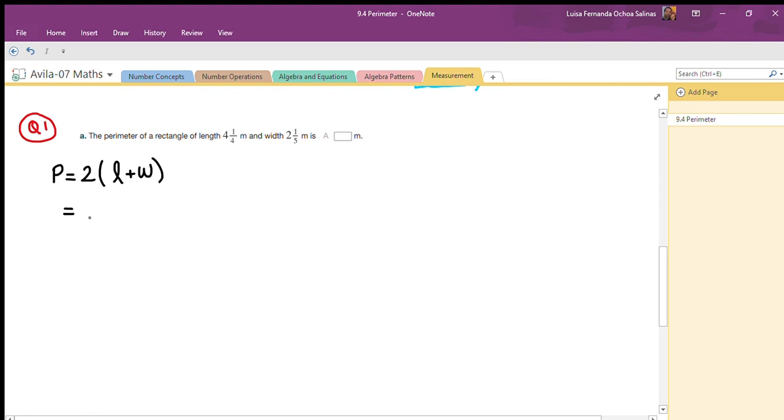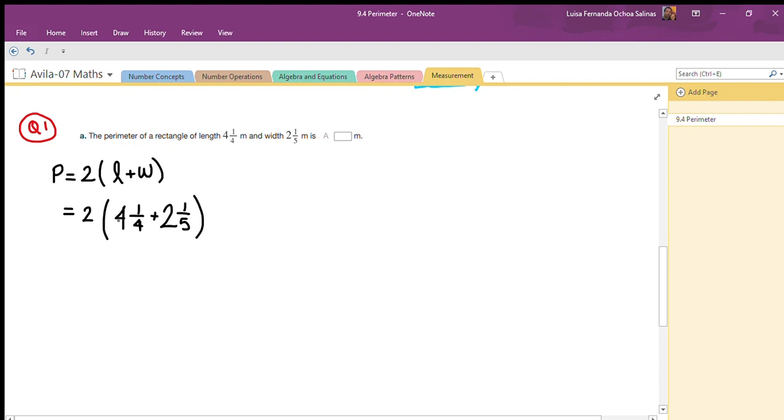So it's going to be 2 times 4 1/4 plus 2 1/5. I don't think you have any trouble up to this point. I think the trouble you're having is because there are fractions. Remember that at the beginning of the year, I said it was very important for you to know your fractions because you're going to be using them a lot. So this is a good way of remembering how to add fractions. I'm going to do 4 1/4 plus 2 1/5.